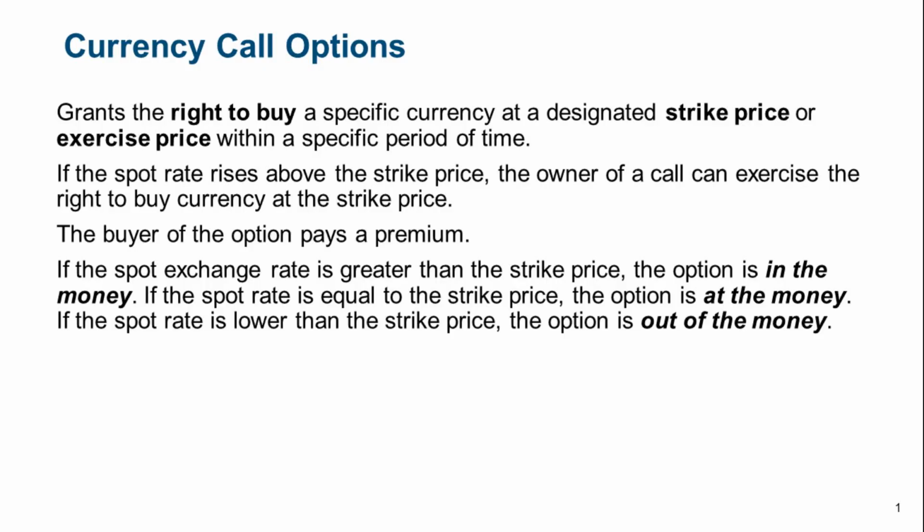A currency call option lets you buy a specific currency at a set strike price within a given time frame. If the spot rate rises above the strike price, exercising the call lets you buy at the lower agreed upon rate. The buyer pays a premium for this right. A call is considered to be "in the money" when the spot rate is higher than the strike, at the money when they're equal, or out of the money when the spot rate is lower.